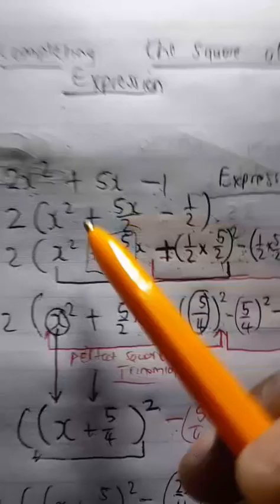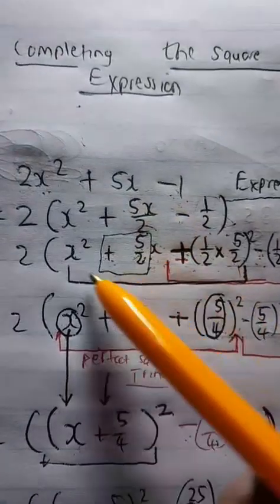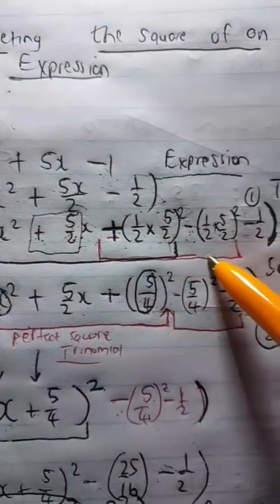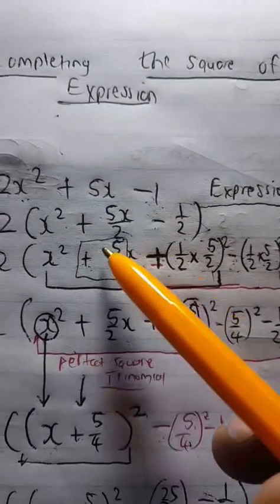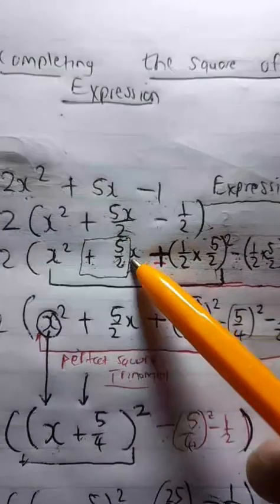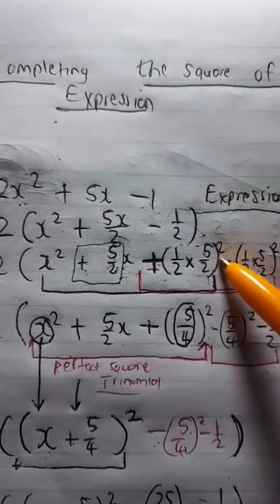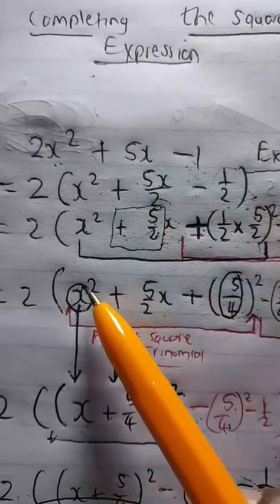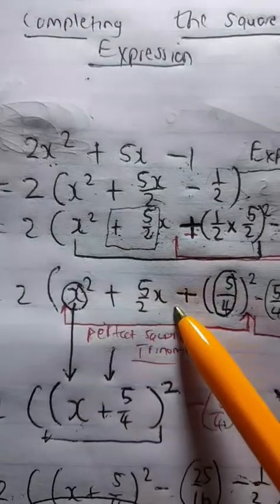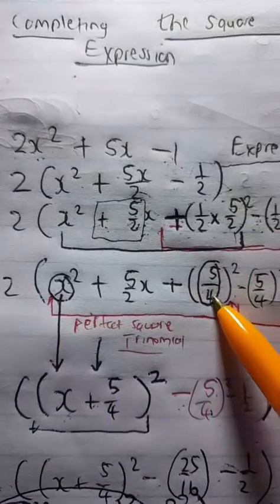You are forcing a situation where you're making x squared plus 5x over 2 to become a perfect square trinomial. Why? Because you're adding half of the coefficient of x, which is half times 5 over 2. And then what are you doing after that? You are squaring it. So look at this trinomial. It's x squared plus 5 over 2x plus 5 over 4.